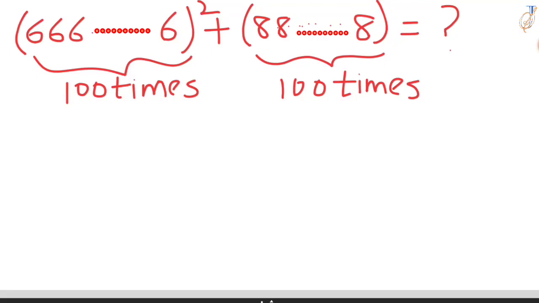Today we will see how to solve this question. 666 and so on 600 times whole square plus 888 and so on 800 times. If you add these two terms, what is the final answer? Let's see how to solve this.